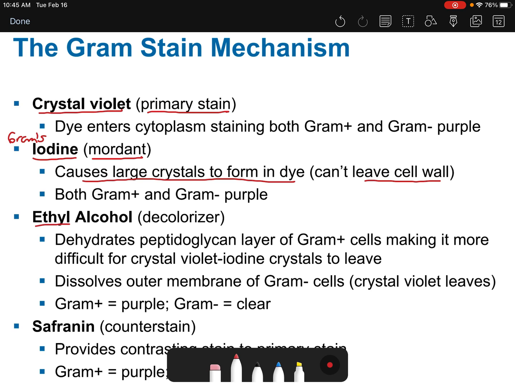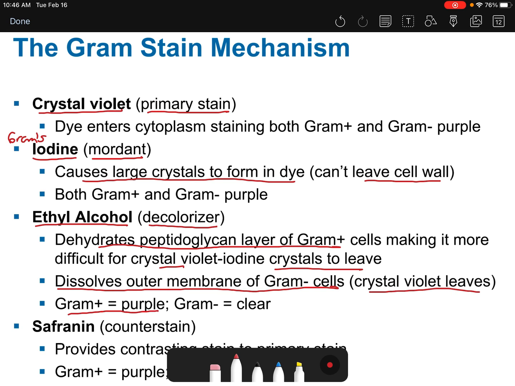Then we add what's called ethyl alcohol, which is a decolorizer. What it does is it dehydrates the peptidoglycan layers of gram-positive cells, making it more difficult for those crystals to leave. But it dissolves the outer membrane of gram-negatives, okay? And once it dissolves that outer membrane, that crystal violet color leaves. So at this point, your gram-positive cells will look purple and your gram-negative cells will look clear.